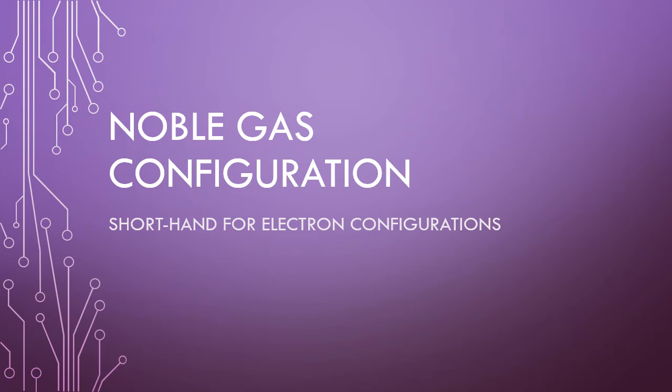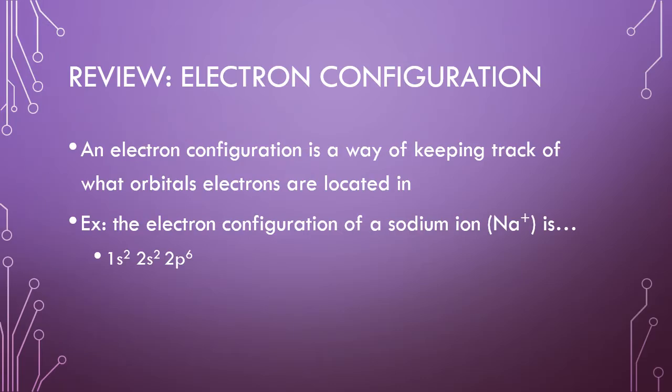Hello everyone. Today we're going to learn how to write a noble gas configuration. A quick reminder, electron configurations are a way of keeping track of which orbitals electrons are located in. For example, the electron configuration of the common sodium ion is 1s2, 2s2, 2p6, because the common sodium ion has 10 electrons in it.